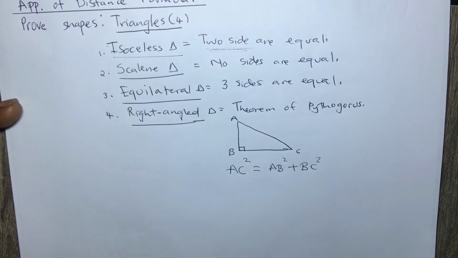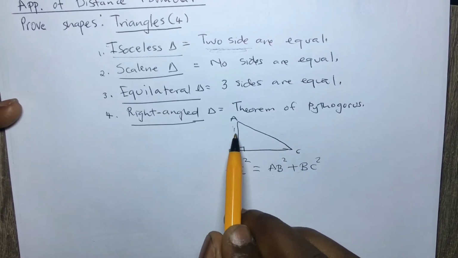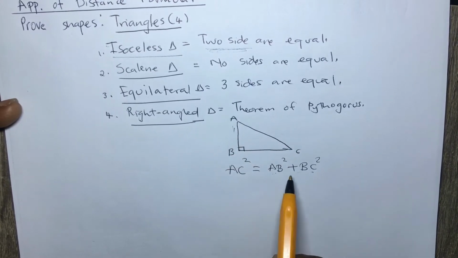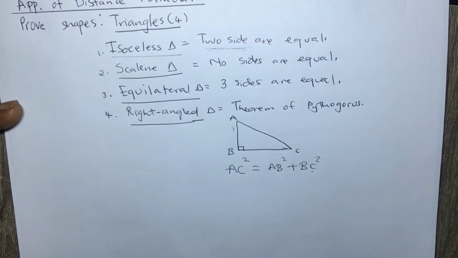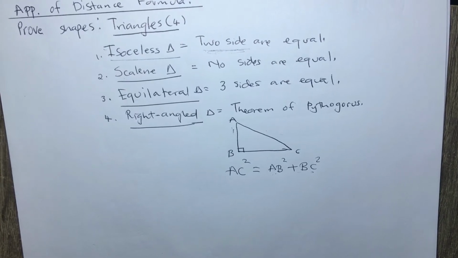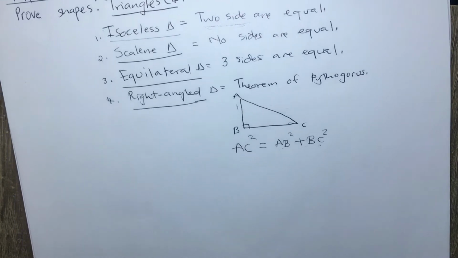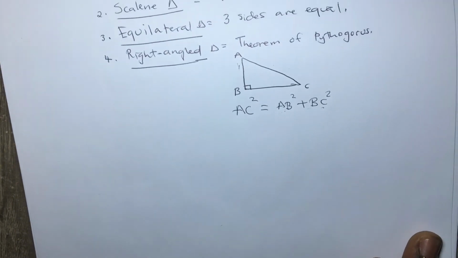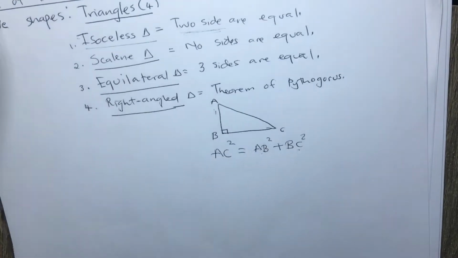So you might have to do this. You might have to find all the side lengths and prove that if I add up these 2 squared, I actually get this one. I hope you get it. It's very important. It's very, very crucial that you know these things because they will ask you along these lines.